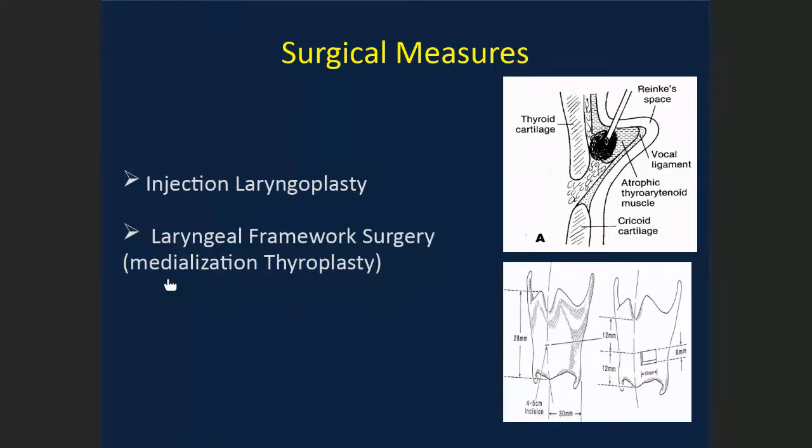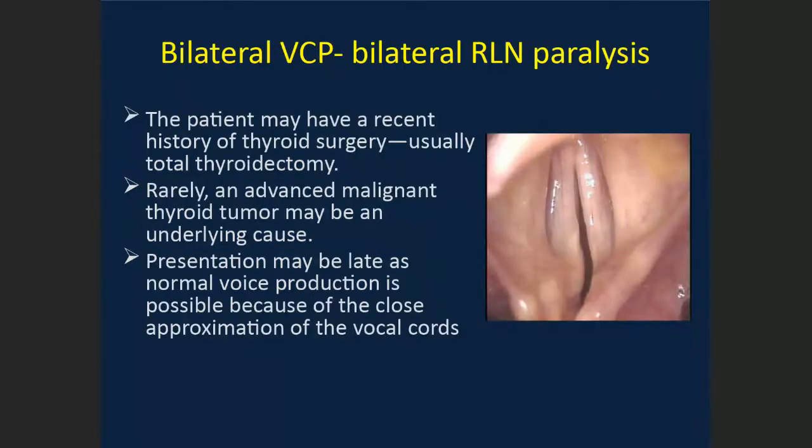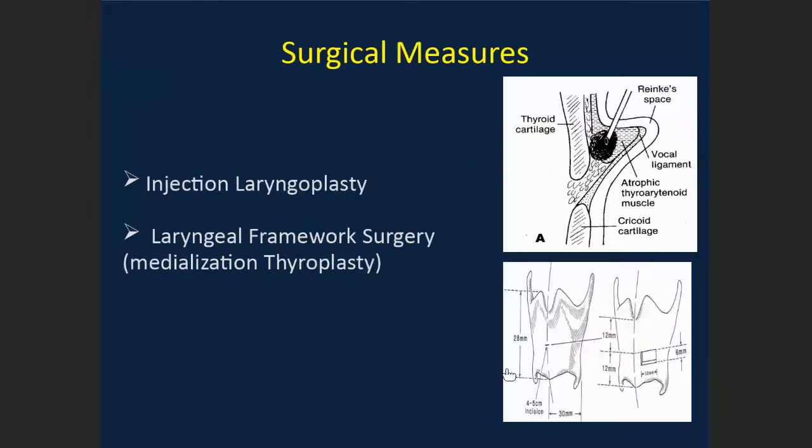The other is called medialization thyroplasty. You need to memorize the surgical measurement for that. We do not mix this with the bilateral case, because here medialization thyroplasty is important. I will not go into detail on how we do it. Any question on unilateral vocal cord paralysis?